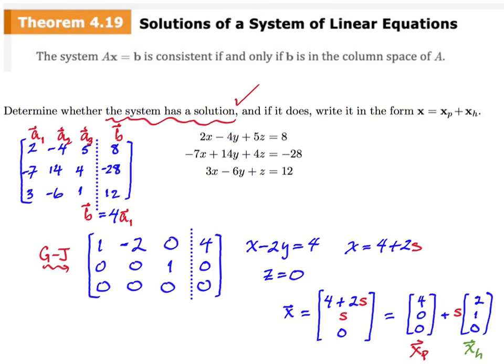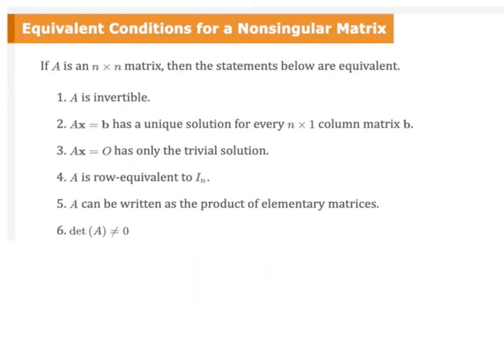Now we'll end this video with a restatement of our major theorem of the semester. We've already learned that for an n by n matrix, these 6 statements are equivalent. If one of them is true, they're all true. If one of them is false, they're all false. For example, A is invertible if and only if the determinant of A is non-zero. And the determinant of A not being 0 is equivalent to saying that the non-homogeneous system, AX equals B, has a unique solution for any n by 1 column matrix B.